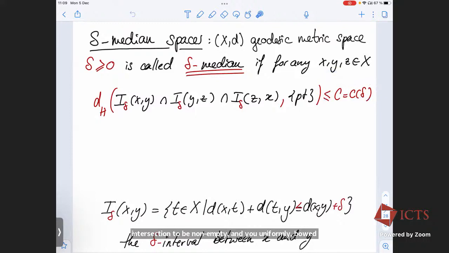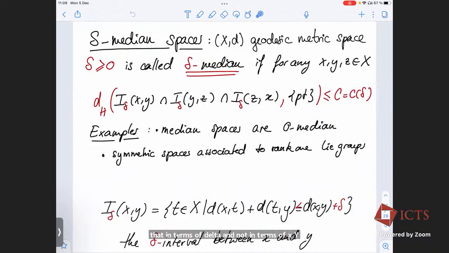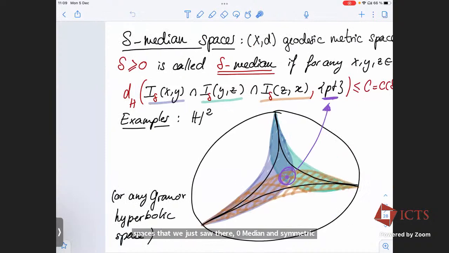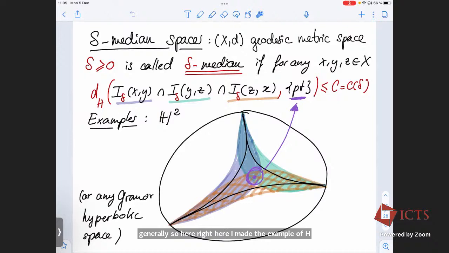So what do we have as examples? Median spaces that we just saw, they're zero median. And symmetric spaces associated to rank one Lie groups, or more generally, so here I made the example of H2, the hyperbolic plane. But this will work for any Gromov hyperbolic space and also all rank one symmetric spaces. And here you can see the H2, and I did it for three points that are on the boundary. It works even better if the three points are inside.